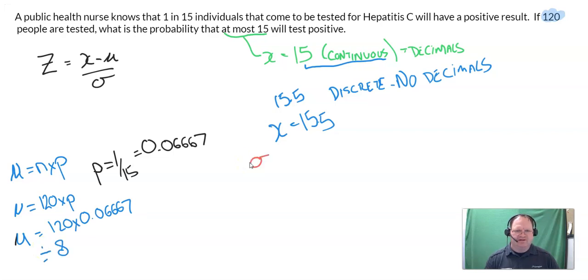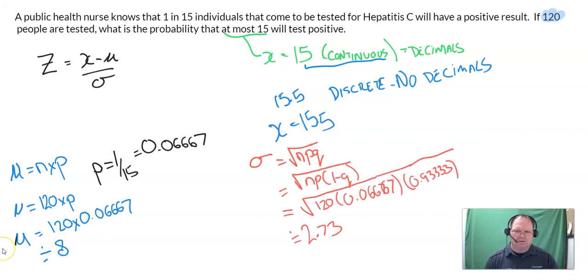Also, we're not given our standard deviation, our sigma, which is equal to the square root of n times p times q, where p is the probability that it will happen, q is the probability that it won't happen. So 1 minus p is the same thing as q. And with a little bit of plug and chug, you just put in 120, 0.06667, and 0.93333. That ends up being 2.73.